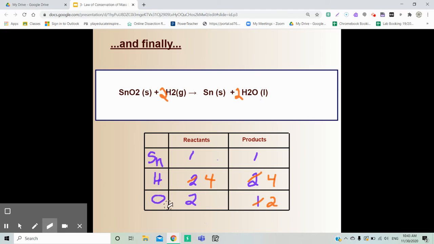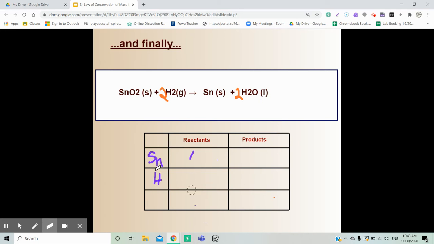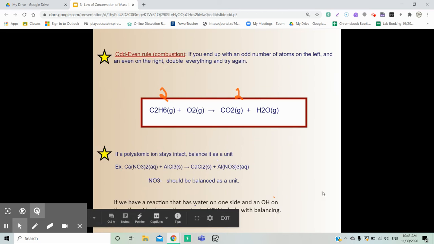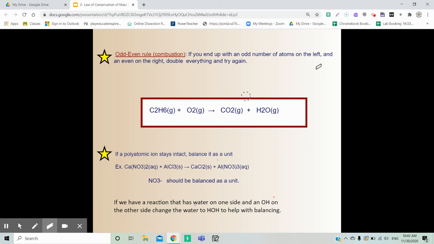So we have balanced all of those. And we have figured out how to make sure that we have conservation of mass. Remember, conservation of mass means whatever goes in has to come out. So we have to balance, so we have the same amount of atoms on one side of the reaction as we do on the other. So odd even rule, which I've already stated. Odd even rule means that if you have an odd number on one side and an even number on the other side of the atoms, you need to stop, erase, and double, okay?